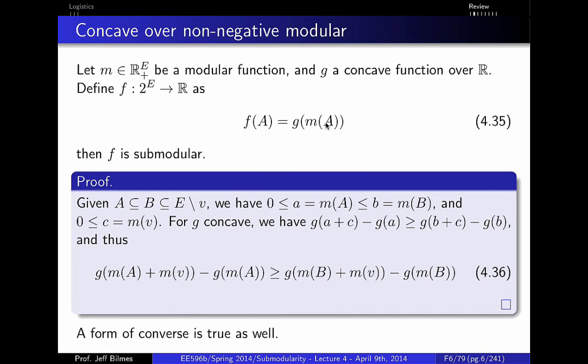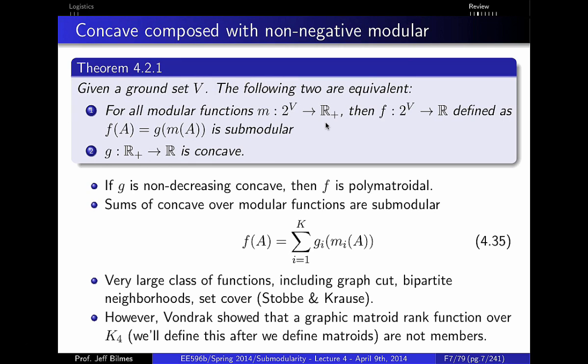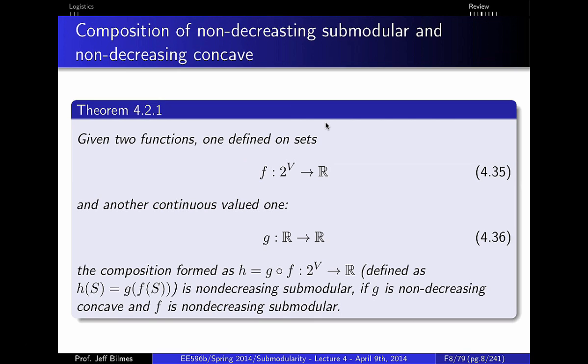We also talked about an important property, which is concave over non-negative modular. We said that this function was submodular, and we also identified if and only if conditions. If it's the case that for all modular functions, taking g over a modular function is submodular, then g is concave, and vice versa. So we need to be able to look at all modular functions in that case.